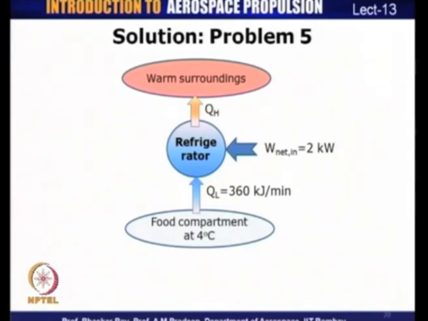So, the problem statement would look something like this. We have a refrigerator which is maintaining a temperature of 4 degrees Celsius in the food compartment. It is transferring heat at a rate of 360 kilojoules per minute from the refrigerator, and the required work input for maintaining this temperature is 2 kilowatts. We need to find out the coefficient of performance and QH.